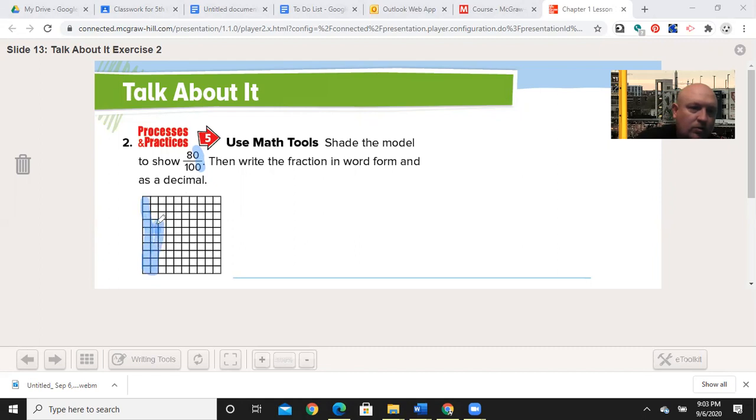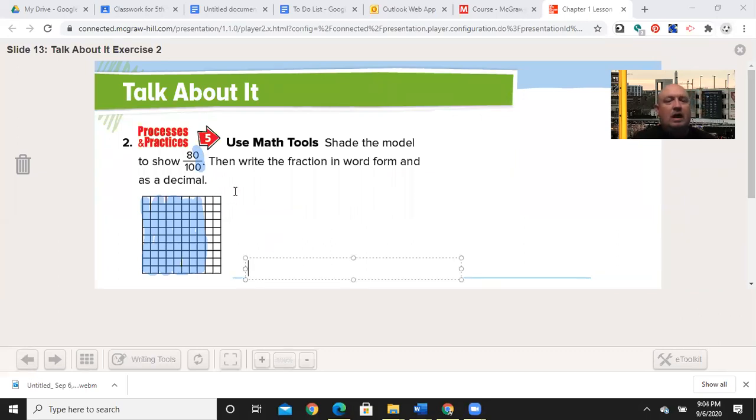1, 2, 3, 4, 5, 6, 7, and 8. Clear my mess here a little bit. So I have now colored in 8 out of 10, which is equal to 80 over 100. They are equivalent fractions. So I now need to do it in word form and as a decimal.